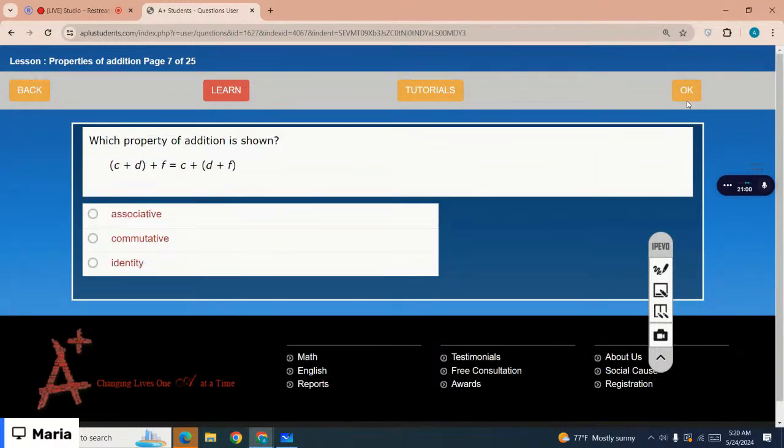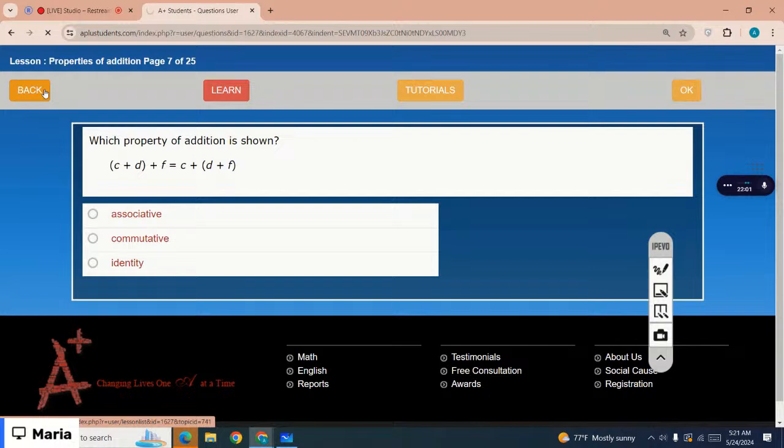Which property of addition is shown? C plus D plus F equals C plus D plus F. Which property is it? That is the associative property. Okay, you can complete the lesson by yourself later today.